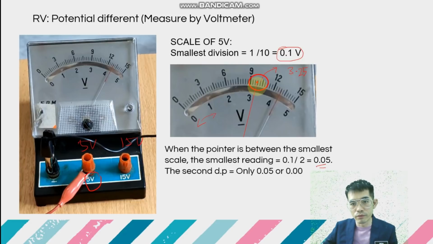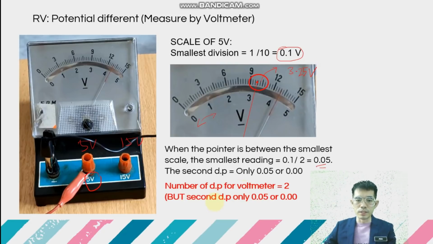Okay, 3.25 volt. So that means the decimal place for the voltmeter will be 2 also. But the second decimal place is only 0.05 or 0.00. So that means we accept your answer, which is 3.20, 3.25 and others. We do not accept a second decimal place which is not 0 or 5. That means 3.24 will not be accepted.